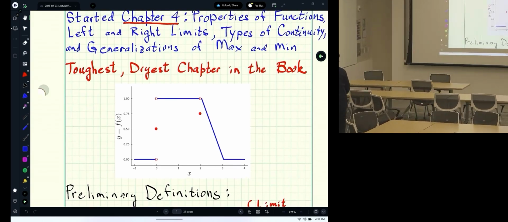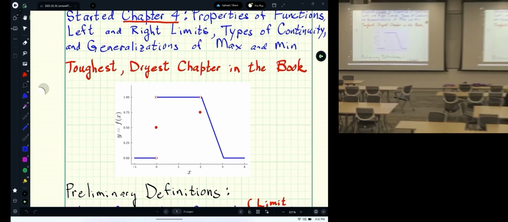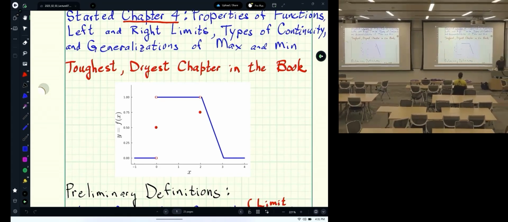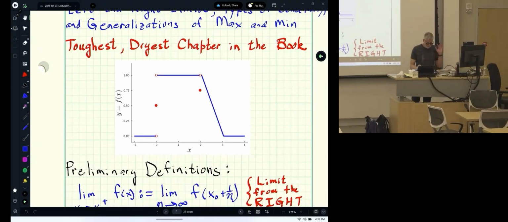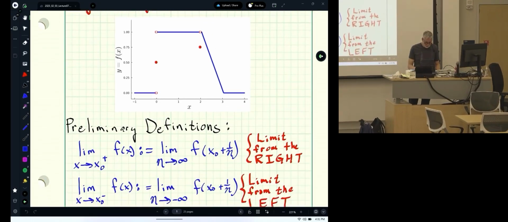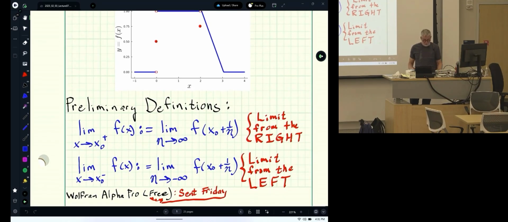The main thing is to understand limits and continuity. There'll be a few other things about maxes and mins and how you can generalize those and make Riemann integrals super general. But for engineers, it's just kind of a cultural thing. It's not a practical thing. We had two preliminary definitions.